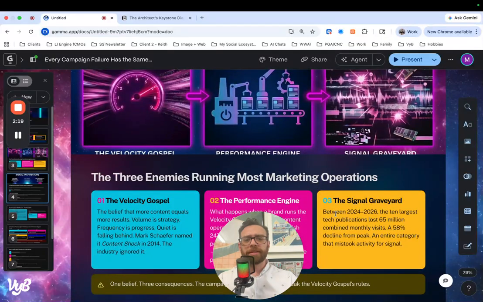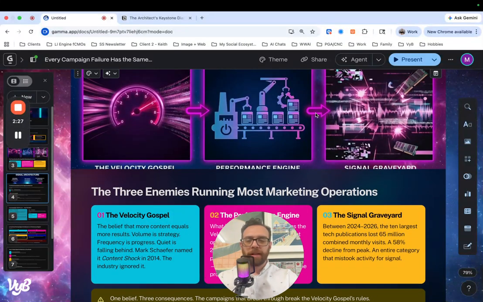So let's talk a little bit about this enemy that I've noticed. That is, if you can see this right here. Let me stretch this down just a smidgen. Okay, didn't work. And that is, the velocity gospel is a mindset. It is almost like a religion in marketing. This leads to the performance engine, and then finally to a signal graveyard.